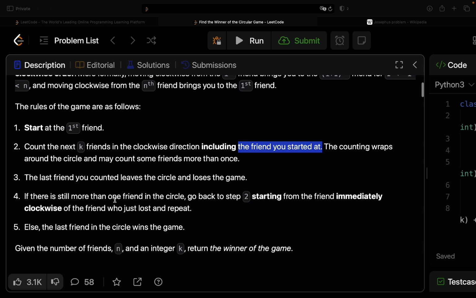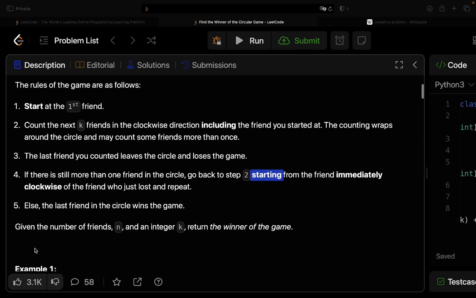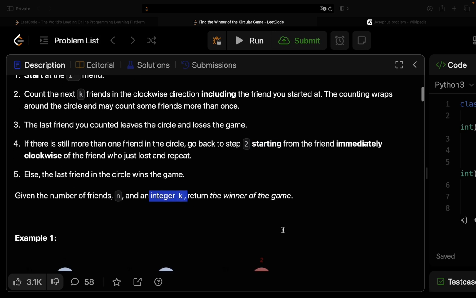If there are still more than one friend in the circle, go back to step 2, starting from the friend immediately clockwise of the friend who just lost, and repeat. Else, the last friend in the circle wins the game. Given the number of friends n and an integer k, we are requested to return the winner of the game.